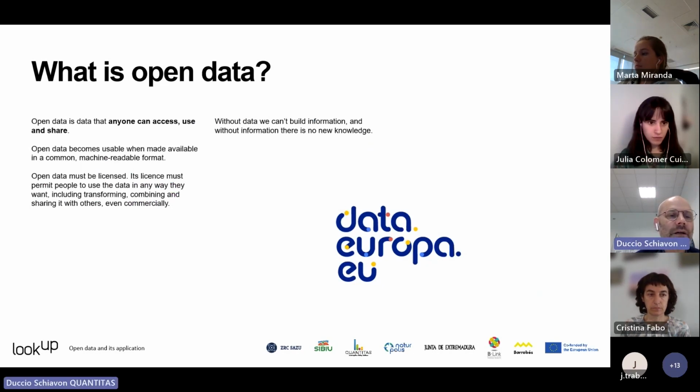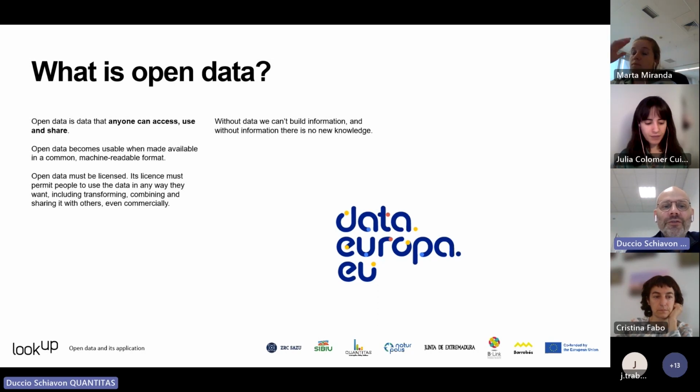What is open data? Open data is data that anyone can access, use, and share. Open data becomes usable when made available in a common machine readable format. Later we'll see what this means. Open data must be licensed. Its license must permit people to use the data in any way they want, including transforming, combining, and sharing with others, even commercially. Without data, we can't build information, and without information, there is no new knowledge.